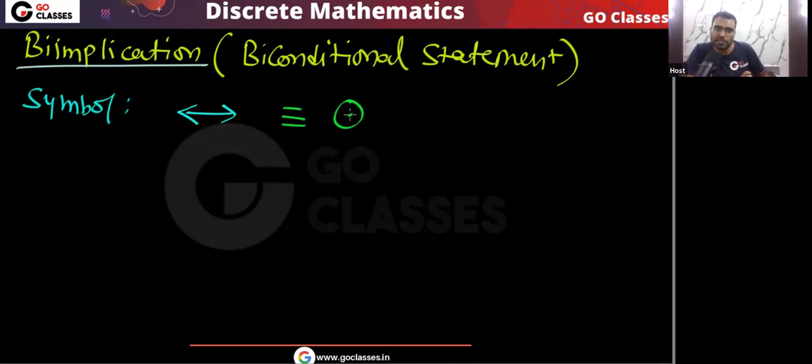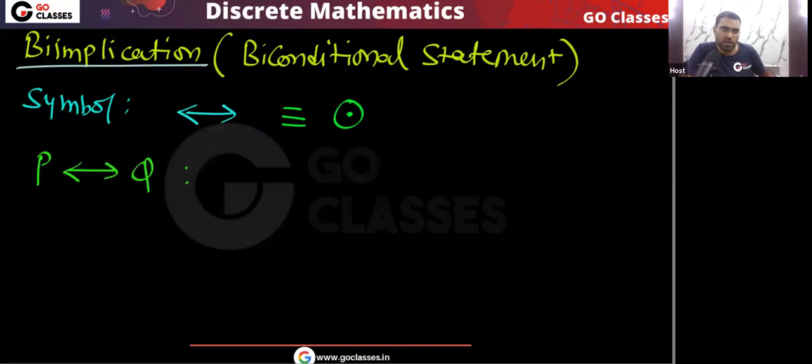Now, what is the symbol for this biimplication? The symbol is a two-way implication arrow, meaning both sides. There is another symbol like this. In digital logic, we use this symbol, but in propositional logic, we use the other symbol. But they are fine, they are the same.